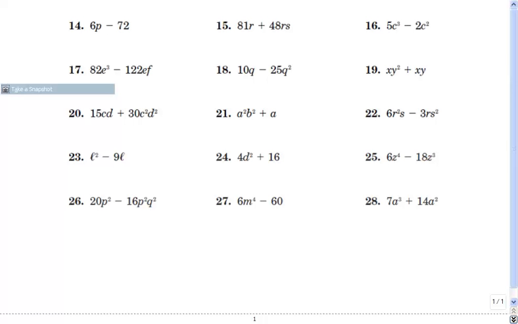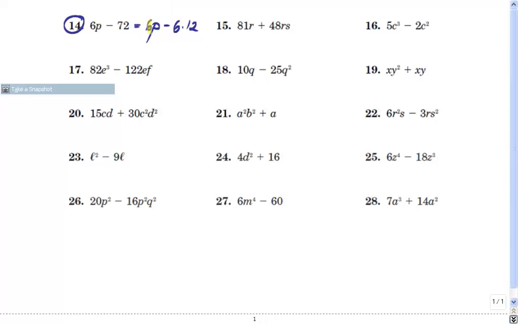Okay, let's start with the first one, number 14. I got 6p minus 72, and I'm looking for what should be a common factor here. Well, as you notice, 6 and p, there's no other way in which I can break it into more factors. Or if you want, I can write that 6 as 2 times 3. But I know that 72 could be written as what? 6 times 12, right? So I can rewrite the whole thing as 6p minus 6 times 12.